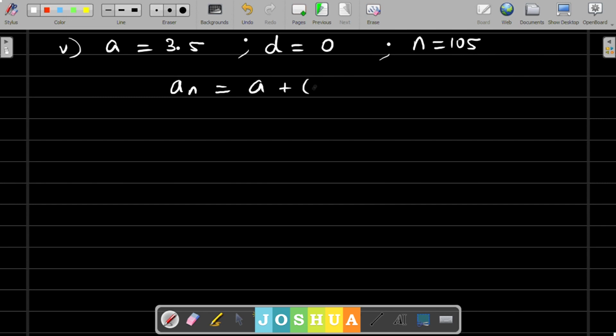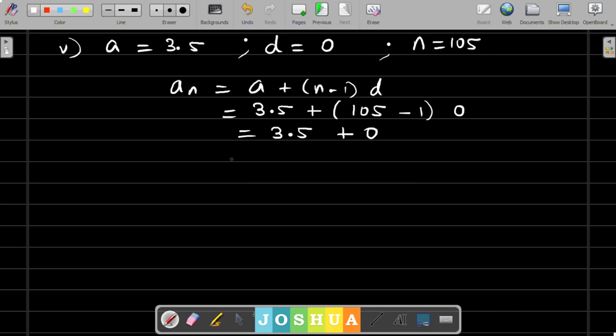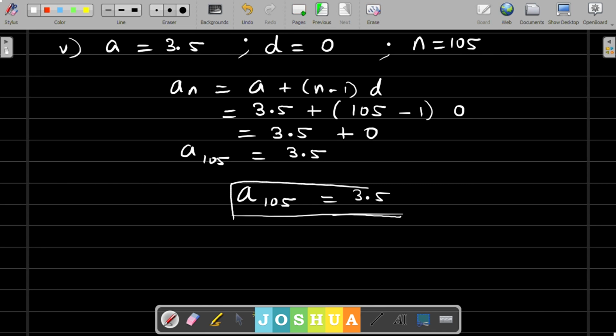The formula is AN is equal to A plus N minus 1 times D. A value 3.5 plus N is 105 minus 1, D is 0. So any number multiplied with 0 is 0. So 3.5 plus 0. So therefore A of 105 is equal to 3.5. So answer here is A of 105 is equal to 3.5. Okay, so with this we come to the end of the first exercise in 5.2.